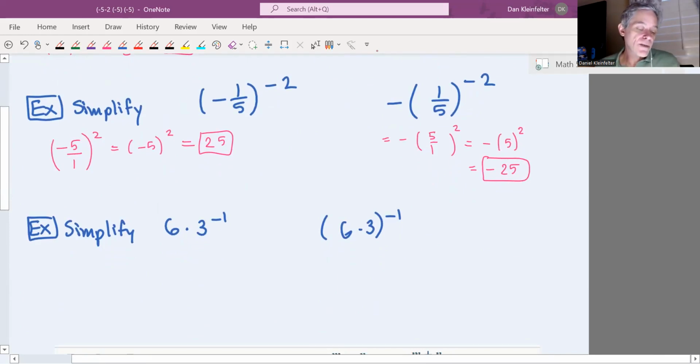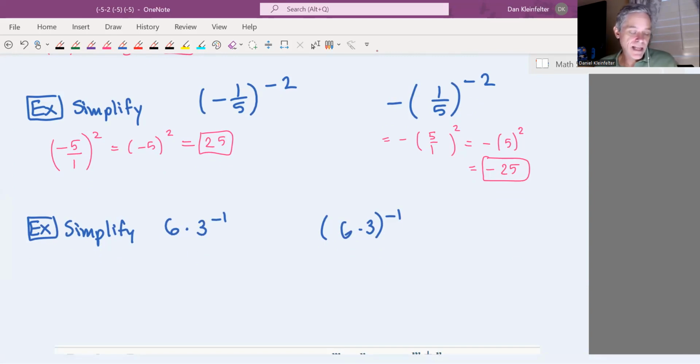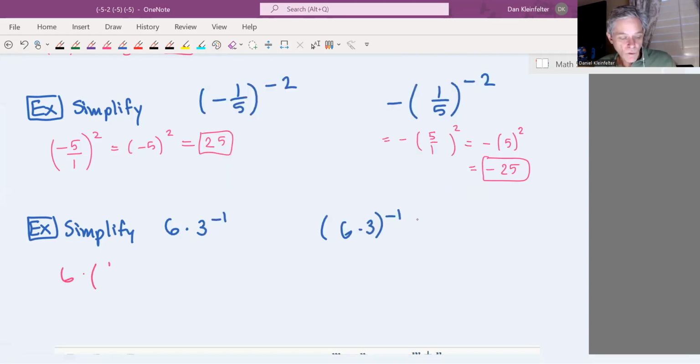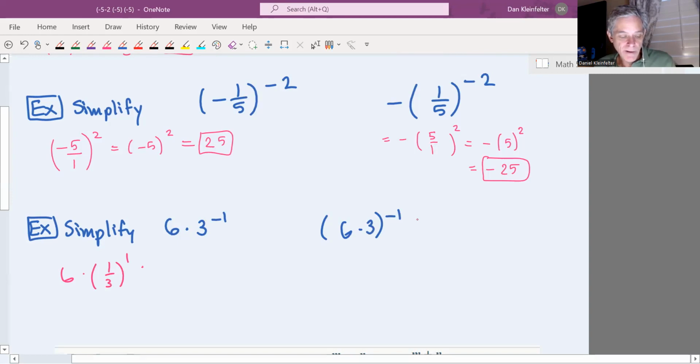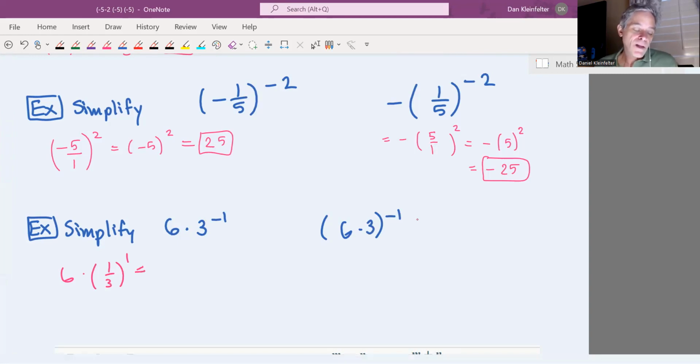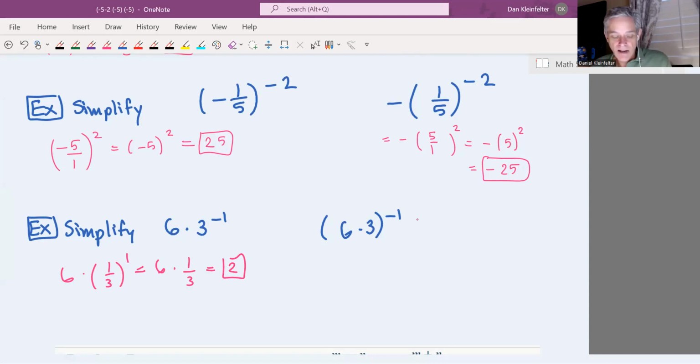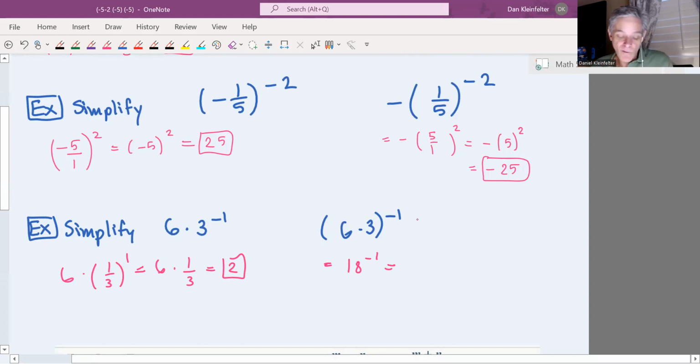Okay, 6 times 3 raised to the minus 1 power. Here the exponent just applies to the number right next to it, that is 3. And so we'll have 6 times 1 over 3 raised to the 1 power. And then 1 over 3 raised to the 1 power is just 1/3. And 6 times 1/3 is equal to 2. Okay, the next one, we have 6 times 3 done first, and then that's raised to the negative 1 power. 6 times 3 is 18. We have 18 raised to the negative 1 power, which is 1/18.